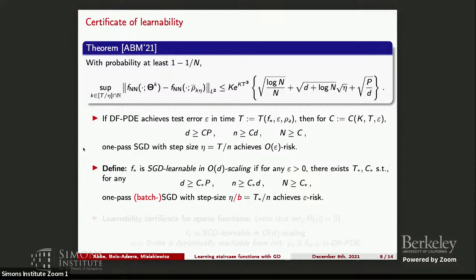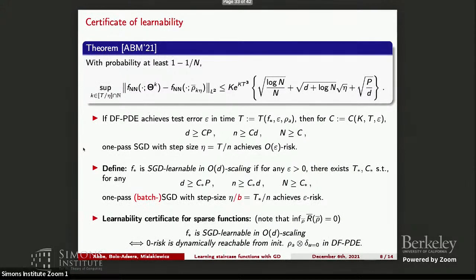Okay, so here's the definition. Are you concerned about how large T star and C star are? Here they don't depend on D, so we only care about the dependency in D. Yes, T star and C star are dimension independent. I comment a bit more about this in the next few slides. But basically, it's a scaling law: for arbitrarily large D, you can learn it with a big O of D samples.